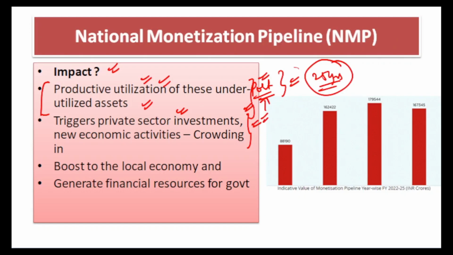And because now the government is trying to promote this investment, it would lead to crowding in of the investments. Because now the private sector company wants to increase their capacity for investment, they would borrow from the market and they would invest into the infrastructure. That way indirectly it would also lead to crowding in of the private sector.